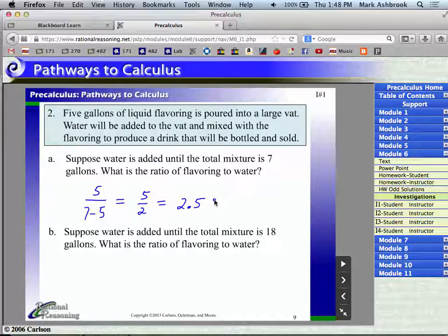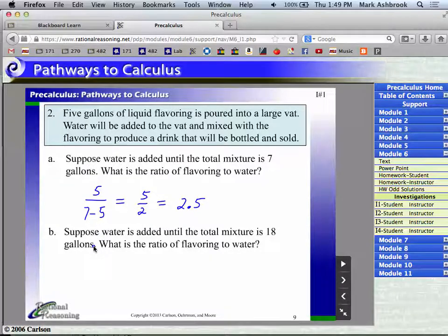So you have any amount of water, what could you say about the amount of flavoring? There's 2.5 for 1 gallon of water. But if there's any amount of water, you could multiply 2.5 times that. Yeah, that's what he's saying, 2.5 times as much, right? So if you have any amount of water, your amount of flavoring is going to be 2.5 times as much as that. Make sense? Okay, Walter, how about part B?